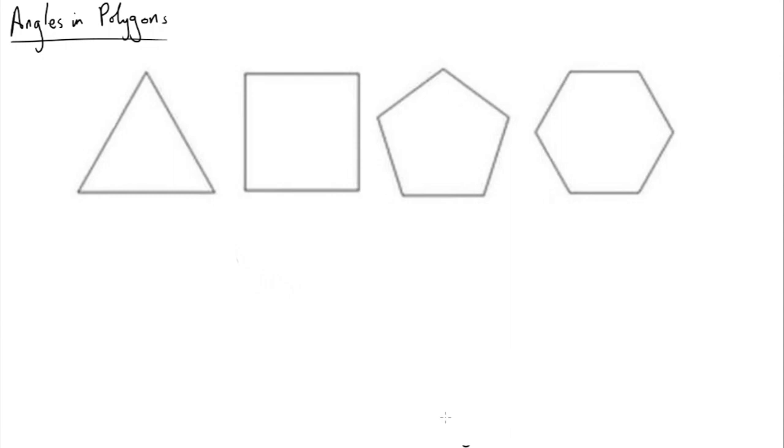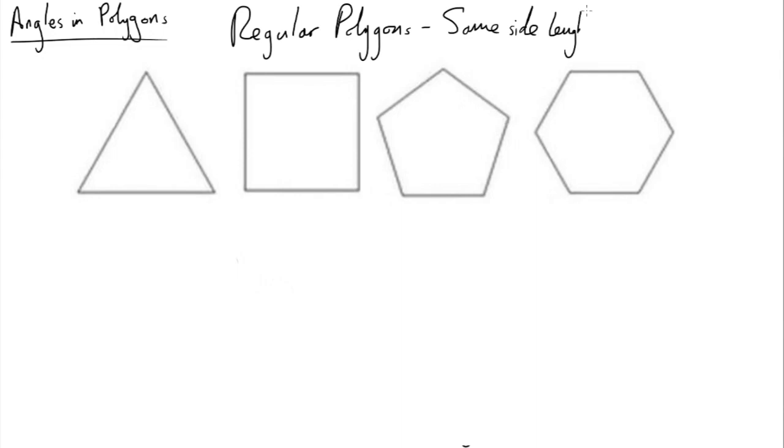Okay, so if we think about regular polygons, so these are all regular polygons, which means they have the same length of side, all of them. So all the sides are the same length. Now, we've used that formula. I'll rewrite it up here. We have that n minus 2 times 180. And if you remember, that gives us the total interior angle for these shapes.